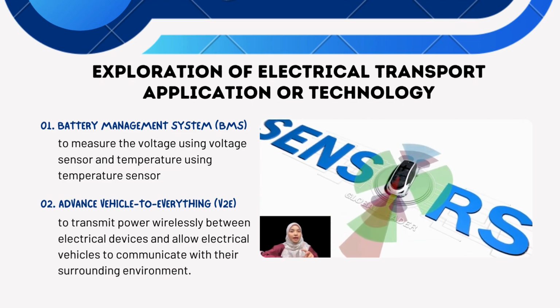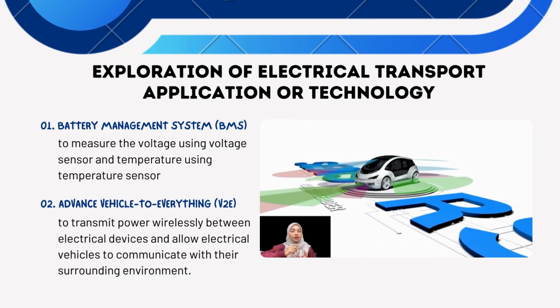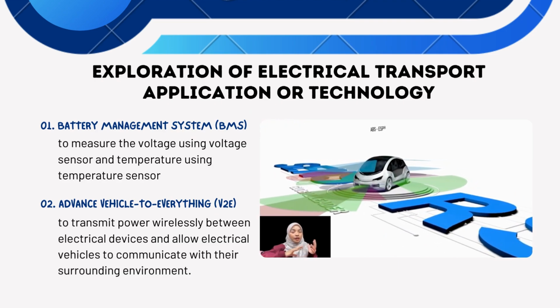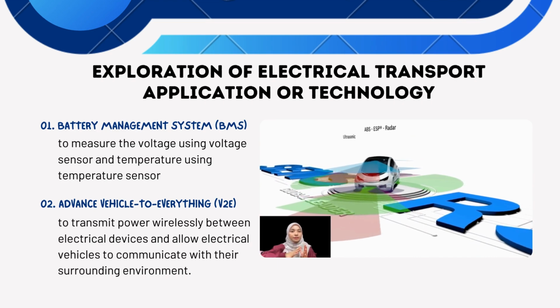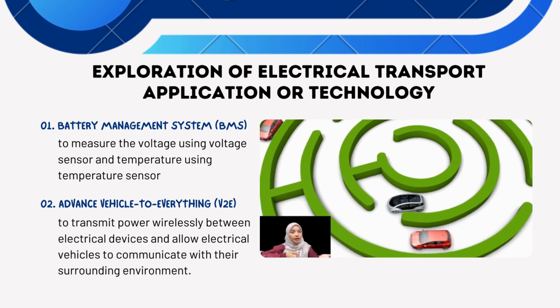The second is Advanced Vehicle to Everything, V2E. It has two functions, which are to transmit power wirelessly between electrical devices and to enable electric vehicles to communicate with their surrounding environment. But how?